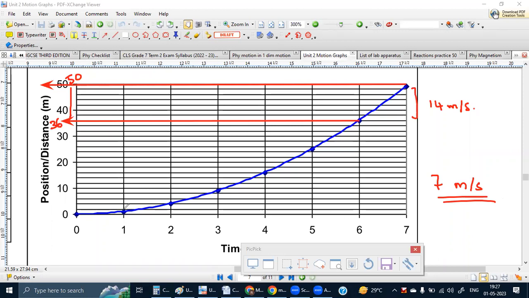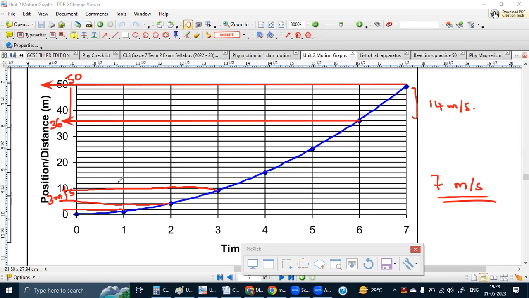See, here the velocity is how much in the first 1 second? This is 2 meters per second. Correct? It is covering 2 meters. In another 1 second, it is 2 meters per second. After 3 seconds, it has covered 9 meters. So this is 3 meters per second. 9 meters is covered in 3 seconds. So 3 meters per second.